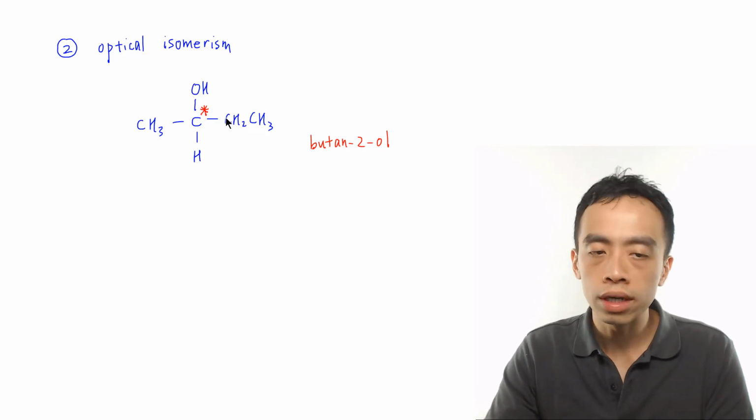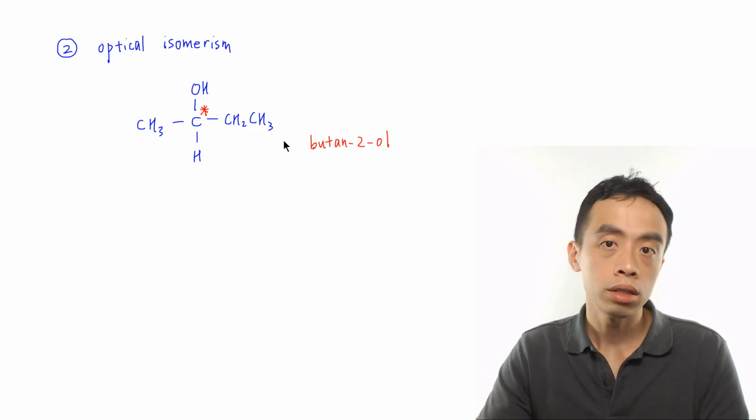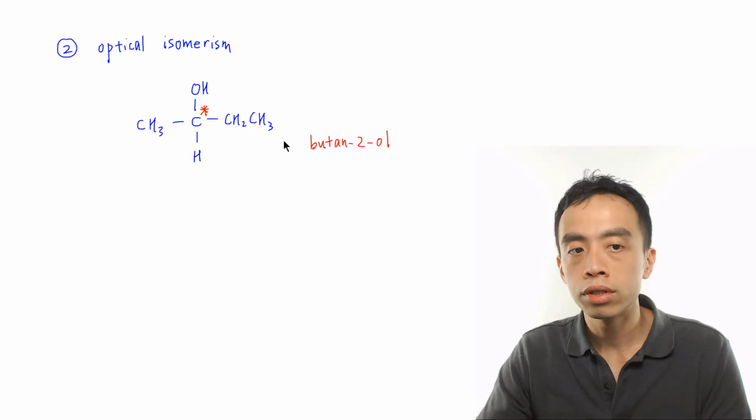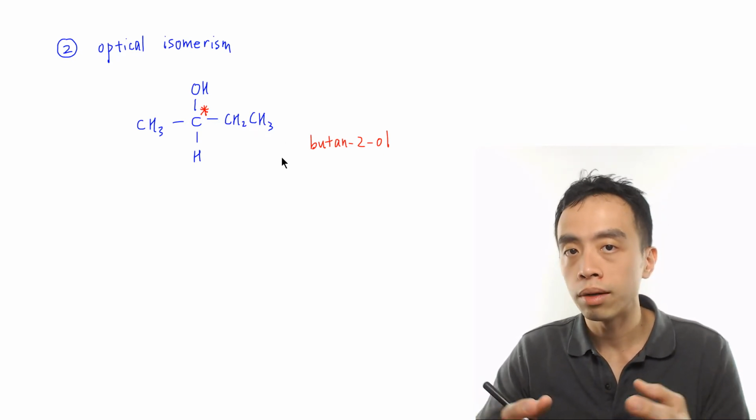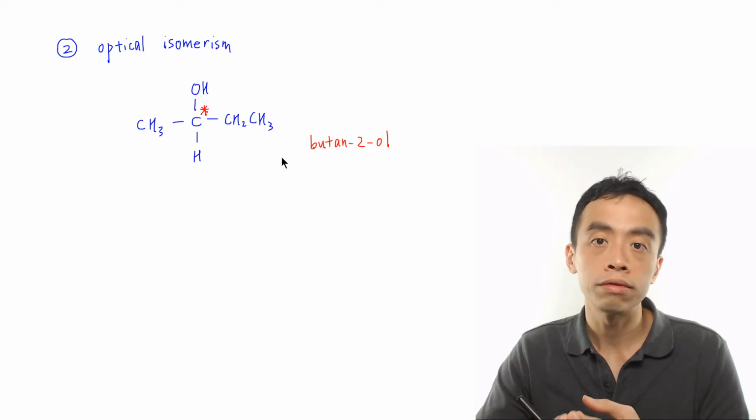Now if I have a chiral carbon, then this compound is asymmetrical. Then the mirror images of this compound are non-superimposable, which means we cannot overlap them exactly. Therefore they are different compounds.